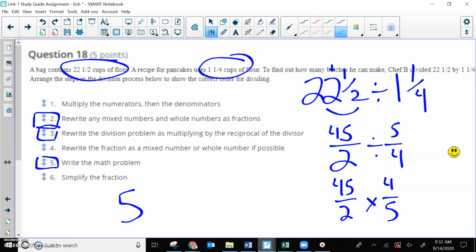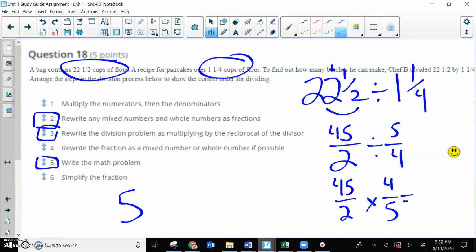And it looks like we're ready to multiply. So we can multiply our numerators and multiply our denominators. Now you might be thinking, wait a second, we can also simplify first. And you are exactly right. We could simplify before we multiply. So if you said the next step was 6, that's okay. I would consider that correct.